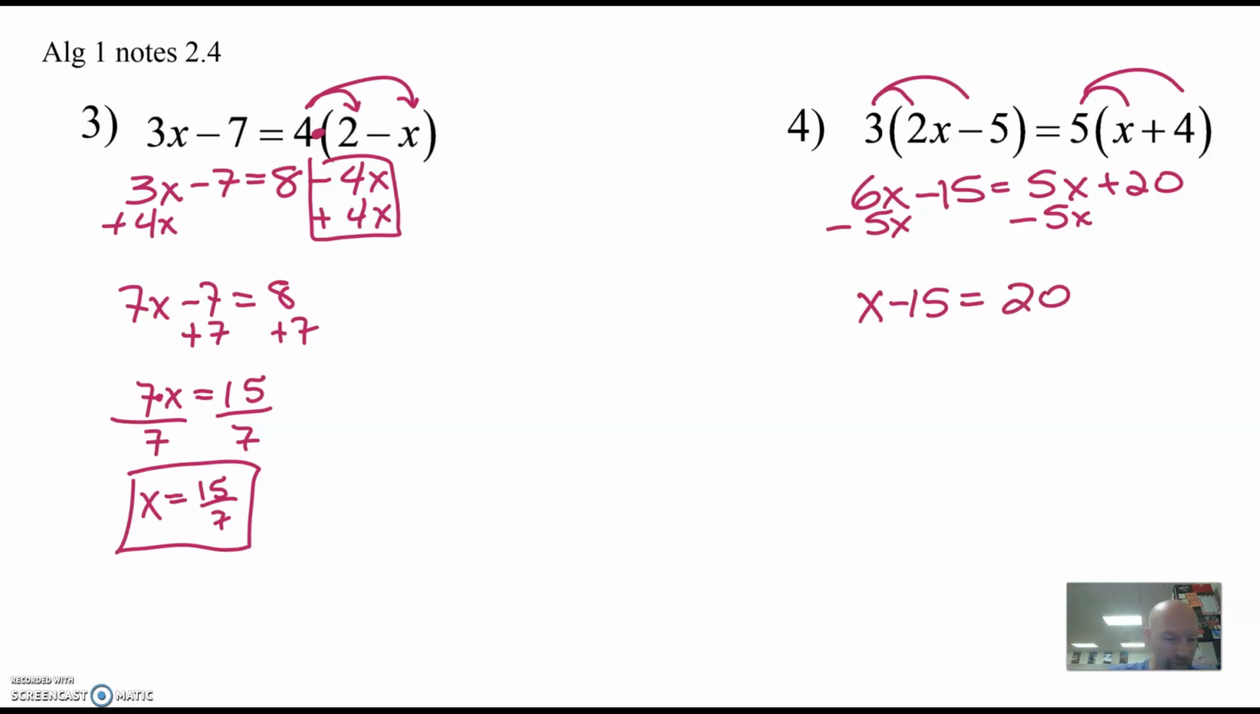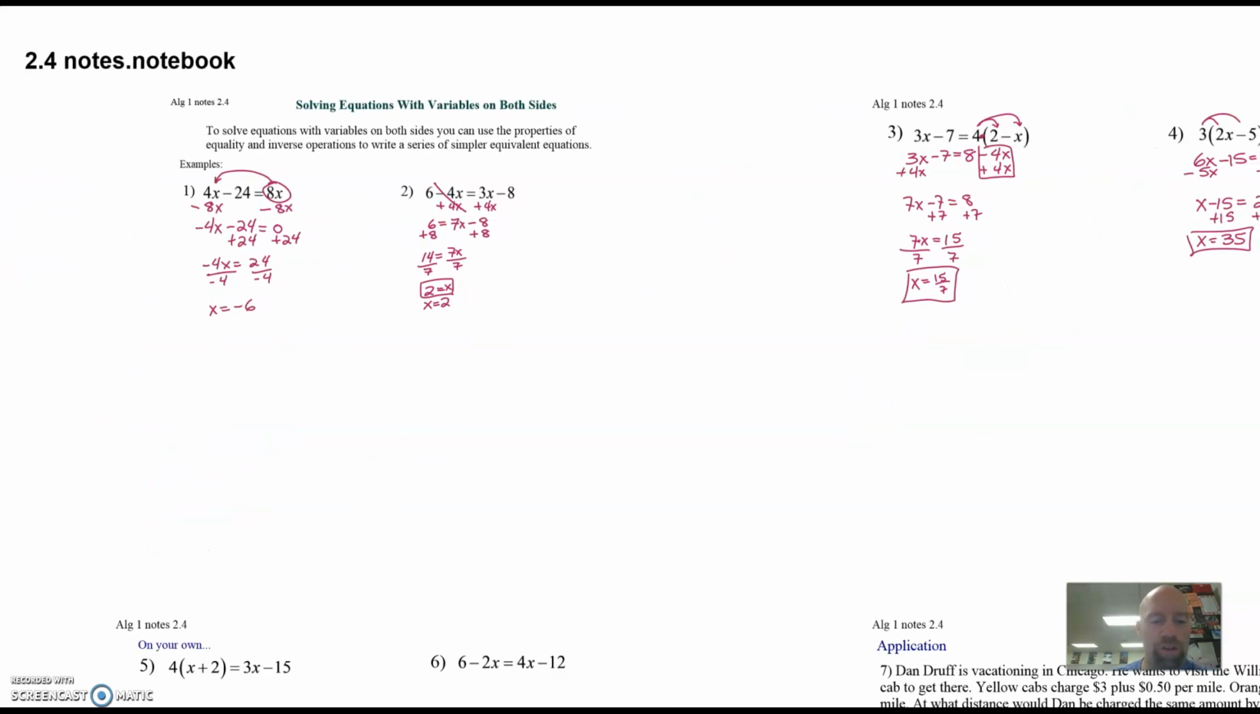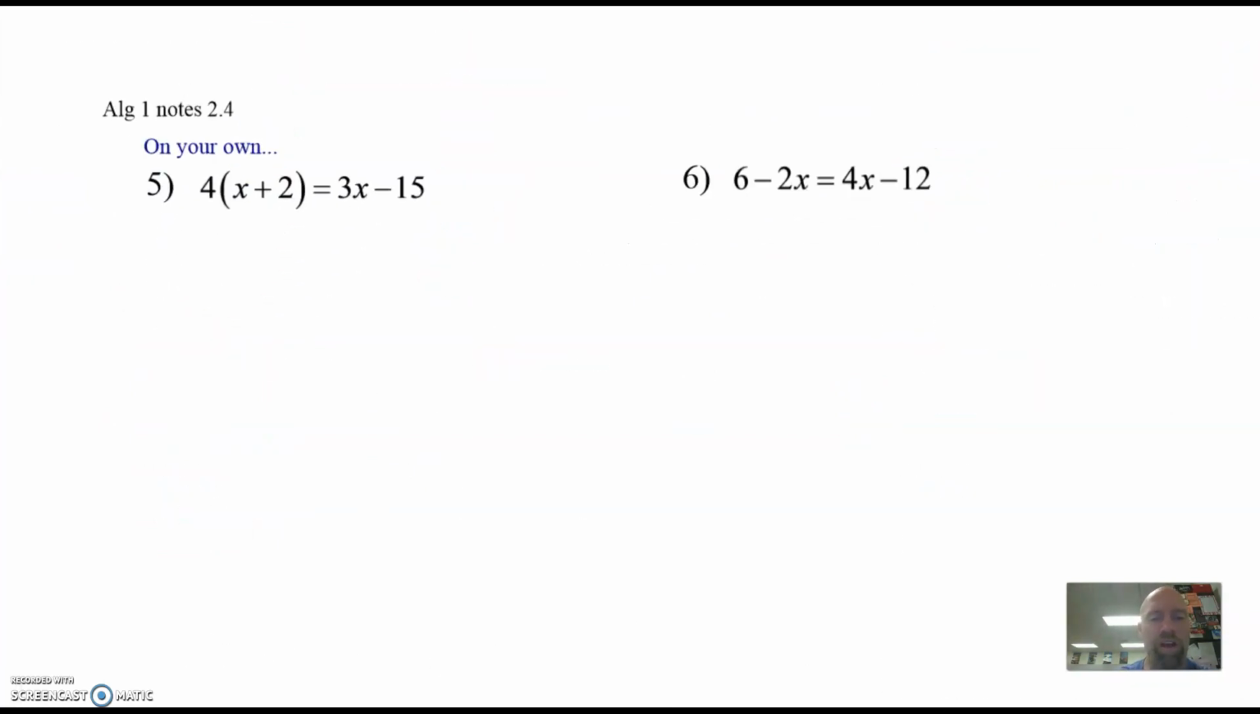Okay, how am I doing on time? I've got 6:54. Okay, I can add 15 to both sides of my equation using the addition property of equality, and I would get x is equal to 35. Done-zo. All right, let's go ahead and move on to number 5.